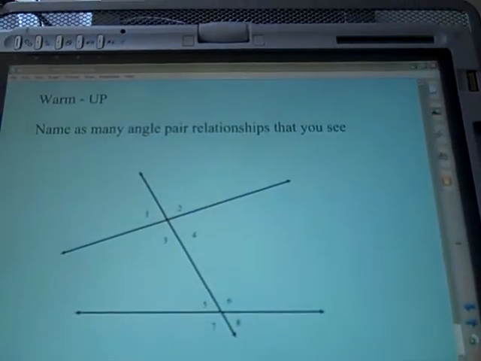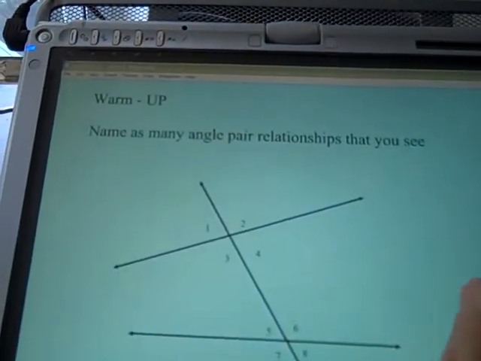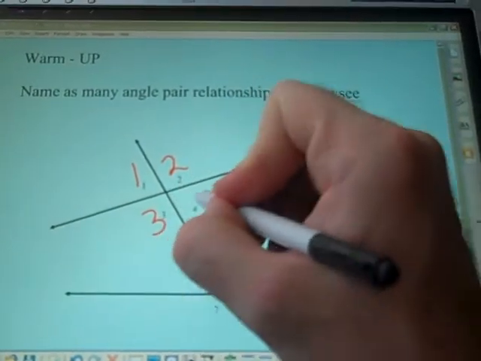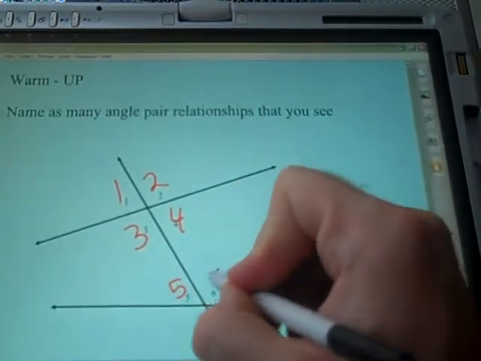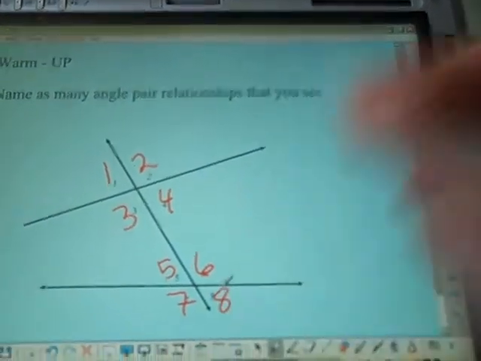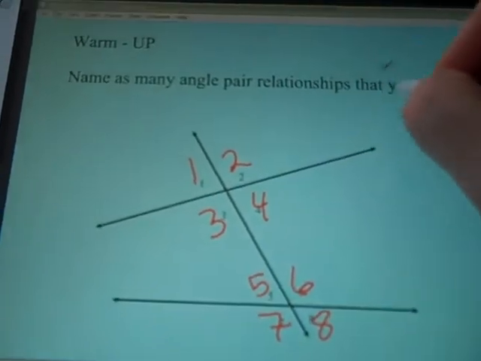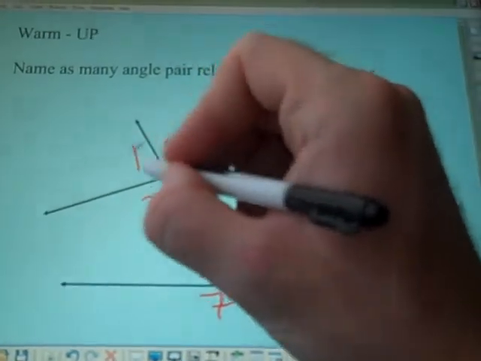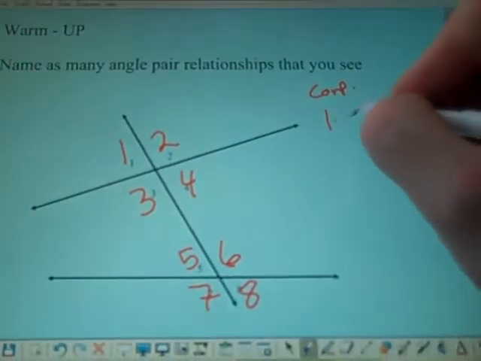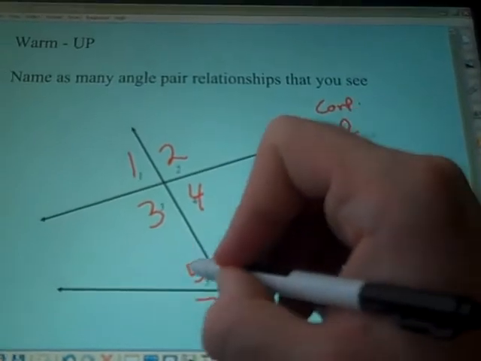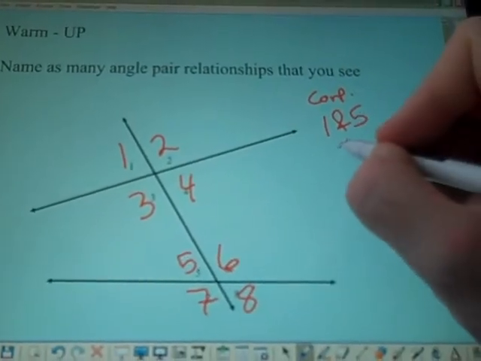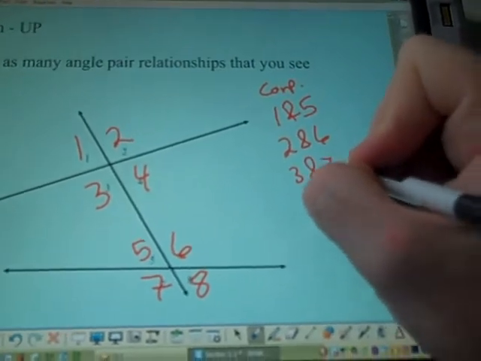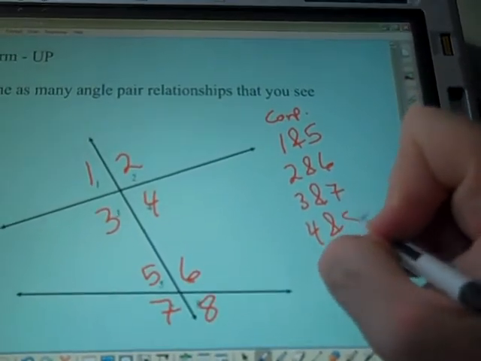Okay. So quick recap. Name as many pairs that you can here. Let me make these numbers bigger. 1, 2, 3, 4, 5, 6, 7, and 8. Start off with our corresponding. Corresponding, same side location. So upper left on line 1 is 1. Upper left on line 2 is 5. So 1 and 5. 2 and 6. 3 and 7. 4 and 8.